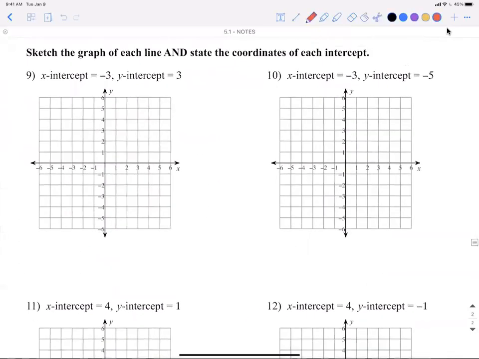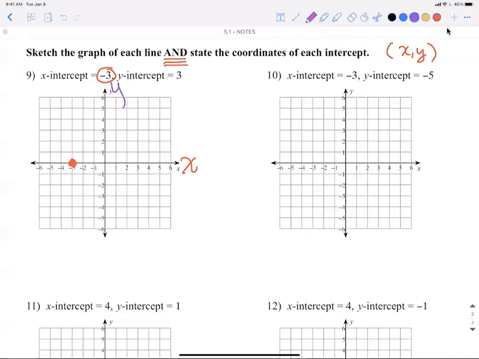Notice your instructions though. I have people miss this every year. Sketch the graph and state the coordinates. State the coordinates of each intercept. Coordinates are an X and a Y. That's a coordinate. It's also known as an ordered pair. So for the first one, the X-intercept, this is your X-axis, right? The X-intercept right here, it tells us is -3. So on the X-axis, I'm going to put a point right on the -3. I graph that intercept.